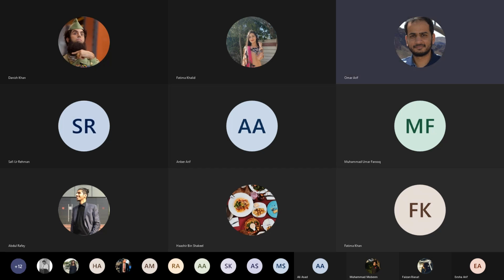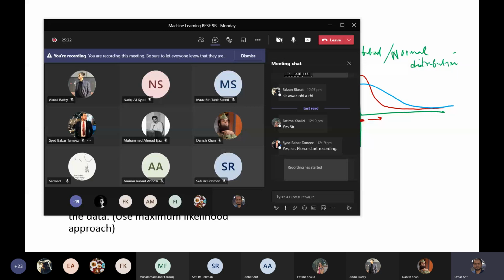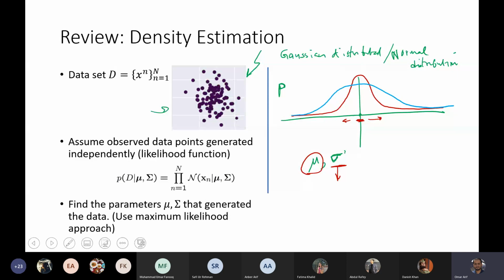They help us in getting the distribution of data points. For example, if we have a blue distribution, then the probability of getting zero is given by this number here. Similarly, if you have a red distribution, the probability of getting zero is given by the value over here. As you can see, the area under the curve has to be 1 because it is a probability distribution.